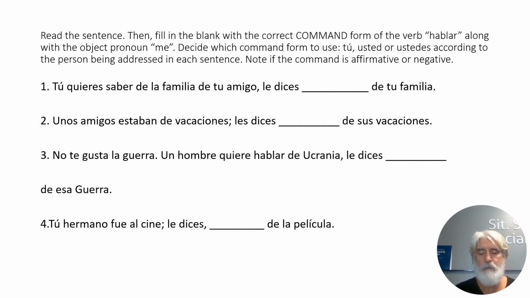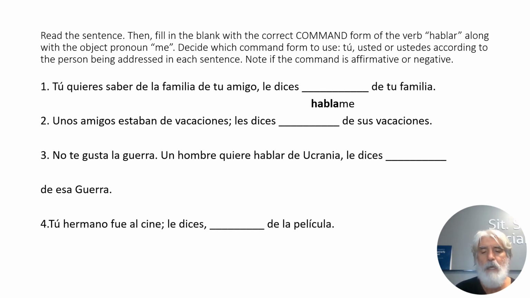So how are you going to tell somebody, tell me or speak to me about your family? We've got to conjugate that verb hablar or put it in the tú command form. So the tú command form will be habla. So, háblame. Tell me. Notice the object pronoun is attached when you write it to the end of the verb. It's all one word now. It's all one word when you have an affirmative command.